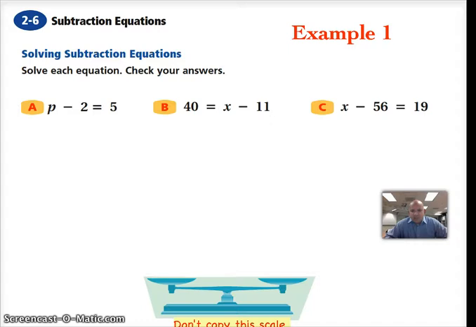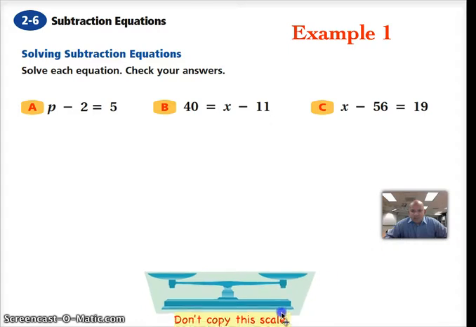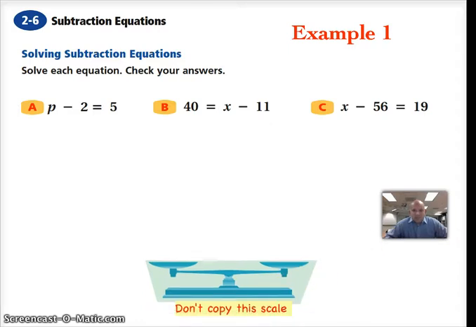Now, as I explain this next example, I don't want you necessarily to start writing. In fact, I'm going to show you what this is on the scale here. It says solve each equation, check your answers. Here I have p minus 2 equals 5. If we think about this as a scale, we put the equal sign here, everything is balanced. We have p minus 2 on one side and 5 on the other. Once again, I don't want you to copy this down.